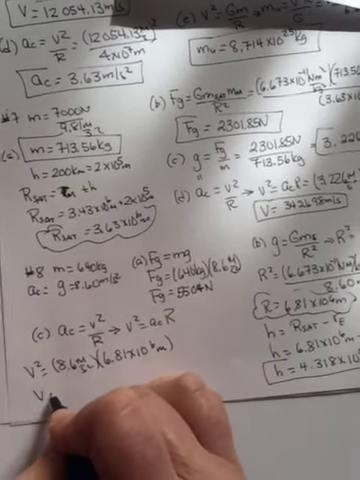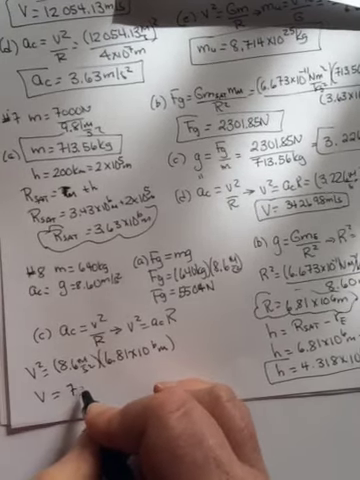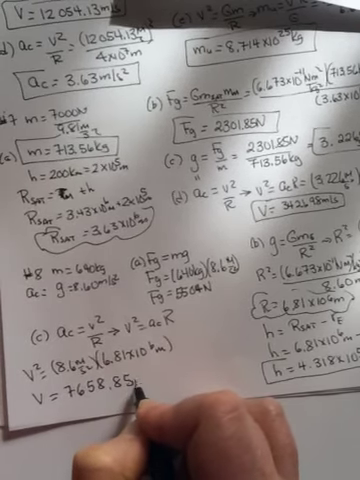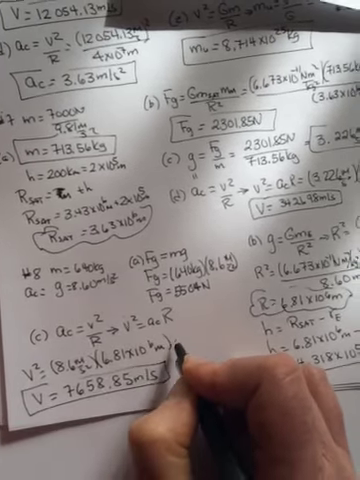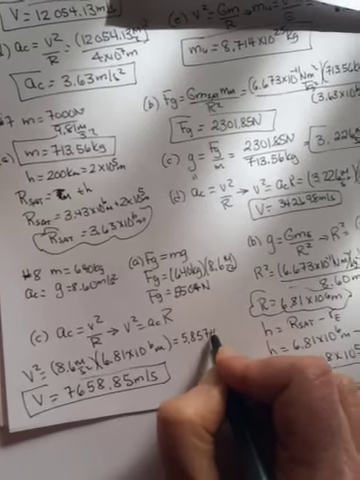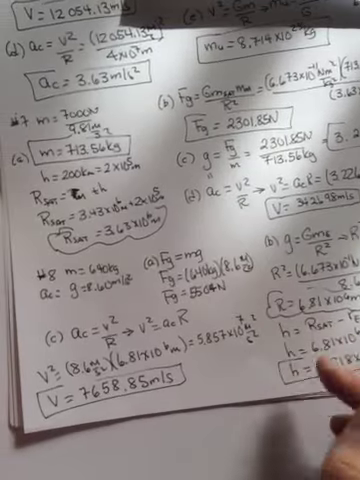And remember, that's going to be v squared. You're going to need to take the square root. And you should get 7,658.85 meters per second once you've taken the square root. Before the square root, it's something like 5.857 times 10 to the 7th meters squared per second squared. Okay, so that's number 8. Number 9.